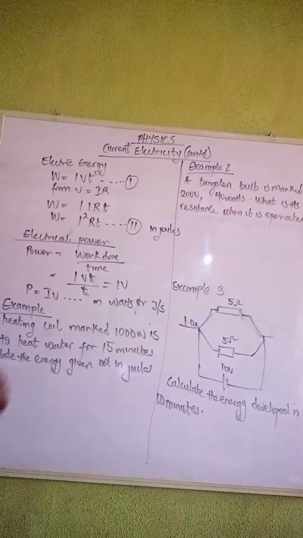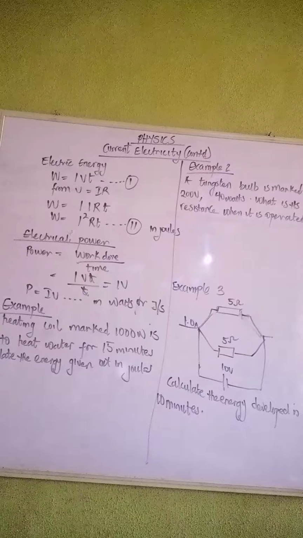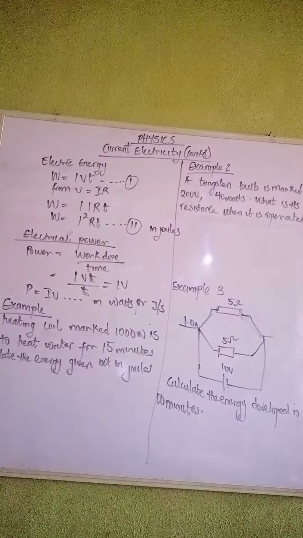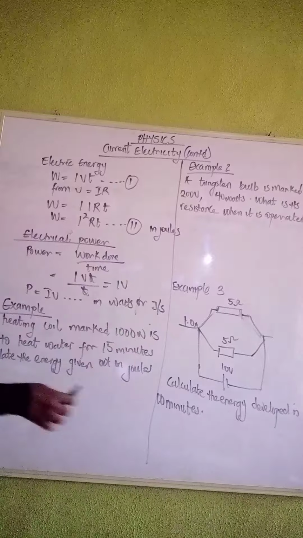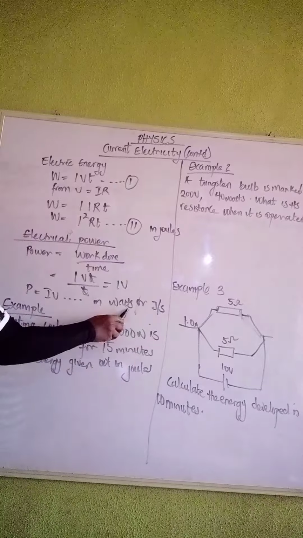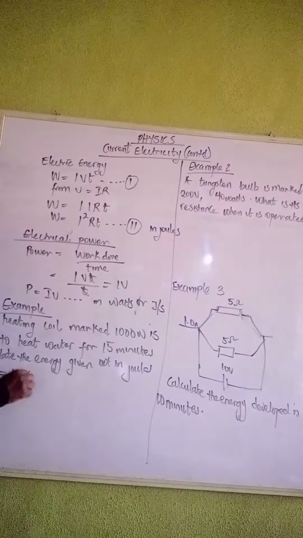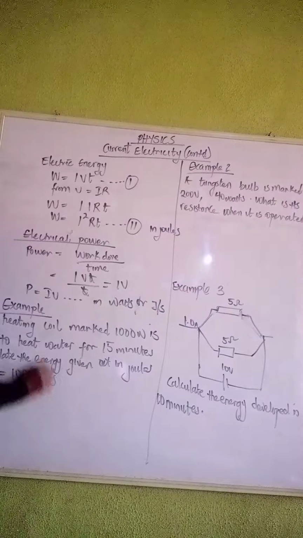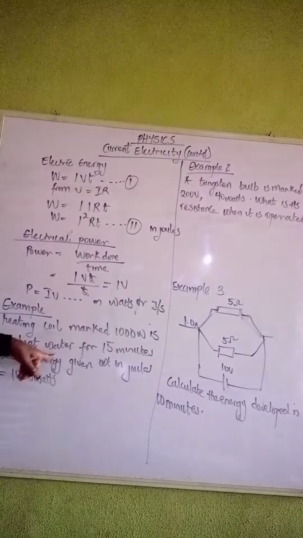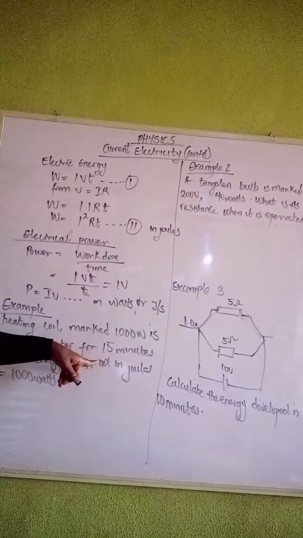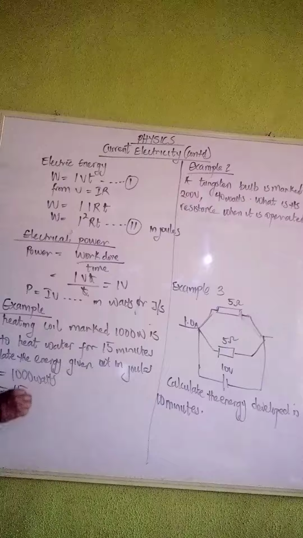Get me a calculator, please. Now let's look at this question. A heating coil marked 1000 watts. Let us write out the parameters. Remember I said power is measured in watts. So our P, which is the power, is 1000 watts. Which other thing is given to us? Used to heat water for 15 minutes. So the time here is 15 minutes.